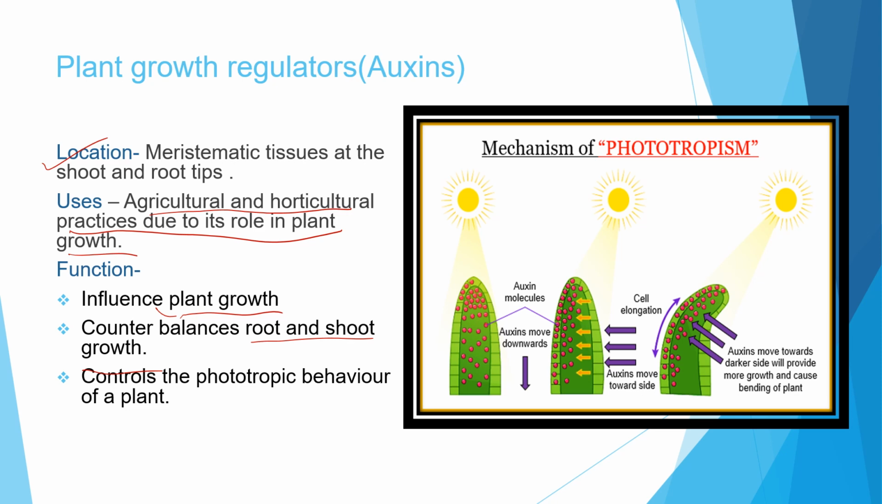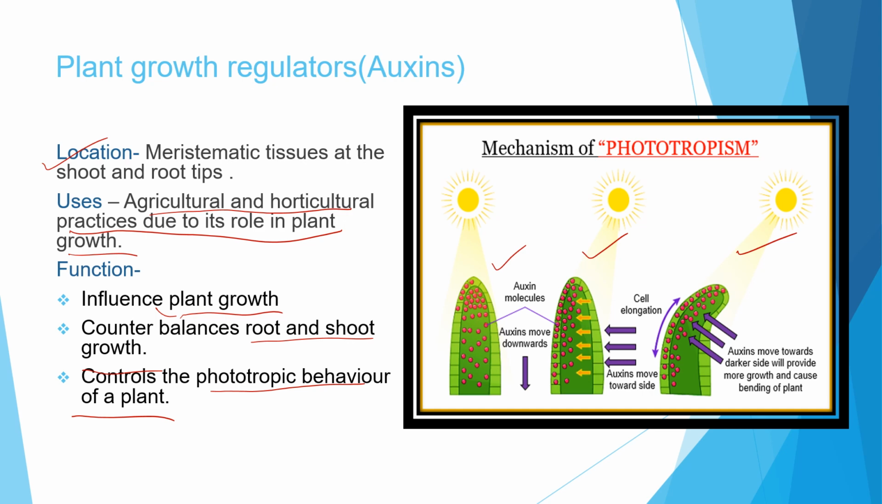Now, another thing is that it is controlling the phototropic behavior of the plant. We will move on to this when we study movement in plants. So what is phototropic behavior? Just remember this: the movement of the plant towards the sun, photo or light, is the phototropic behavior of the plants. Now, how is auxin controlling the phototropic behavior?